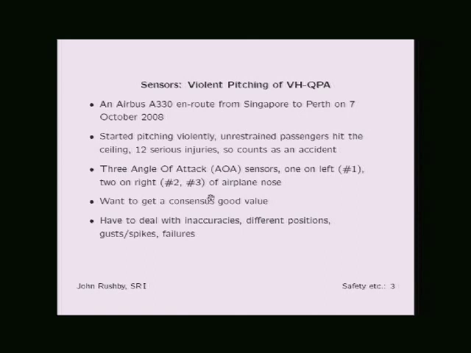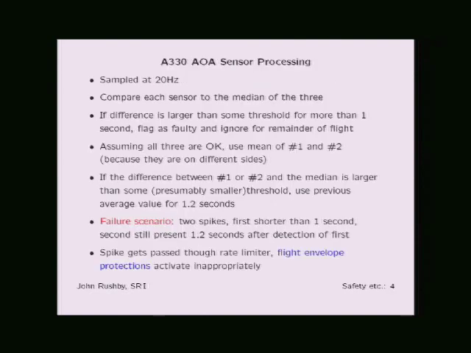So what you really want is to get a consensus on what is the right value for the angle of attack. And it has to deal with a whole bunch of errors and noise situations. So the question is, how do you actually do this? In this situation, these sensors were being sampled at 20 hertz. So 20 hertz is 50 milliseconds, something like that.